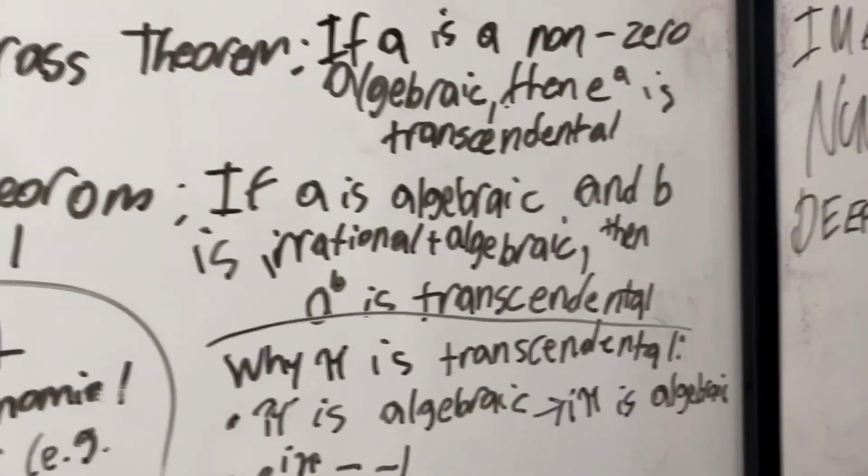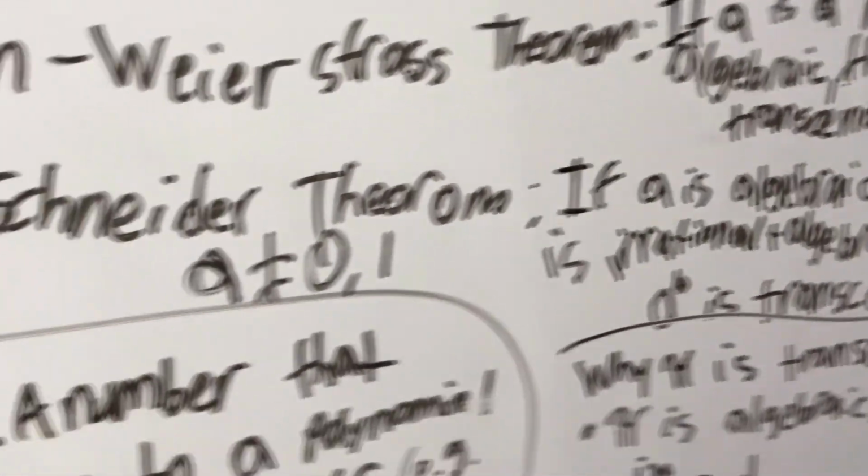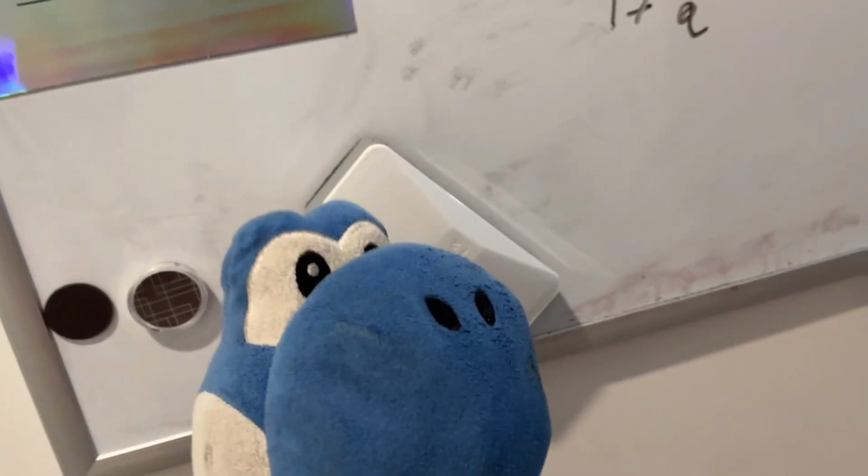And if A is algebraic and B is irrational and algebraic, then A to the power of B is transcendental, but A is not 0 or 1. You may be wondering, what is an algebraic and a transcendental number?